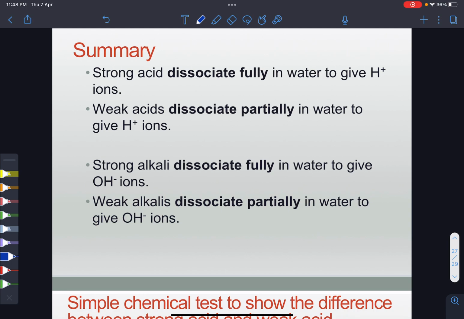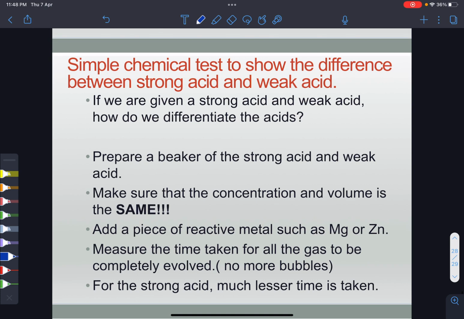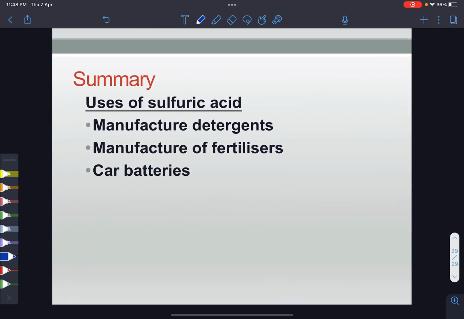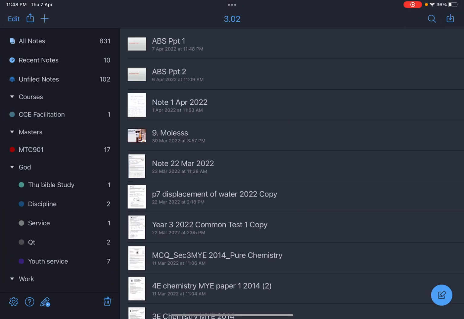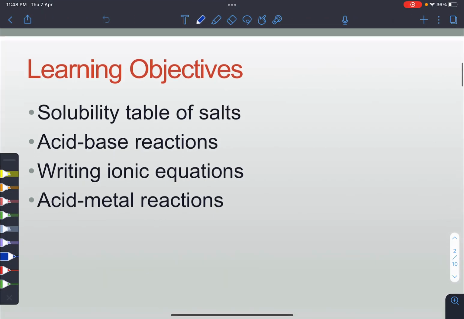So this is the summary: your strong acid, weak acid, strong alkali, weak alkali, and you have your chemical test uses. That is for part 1. So now we move on to part 2.